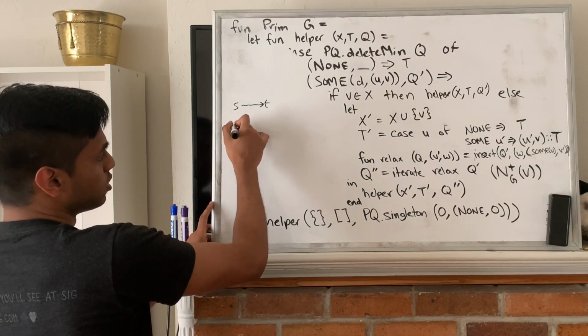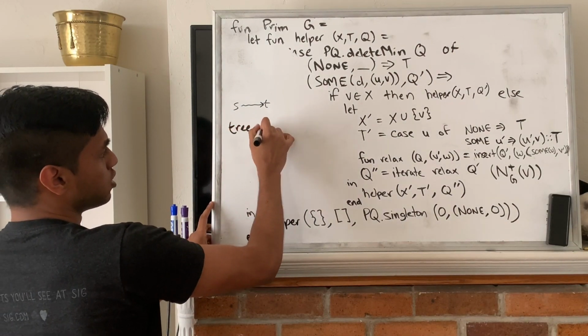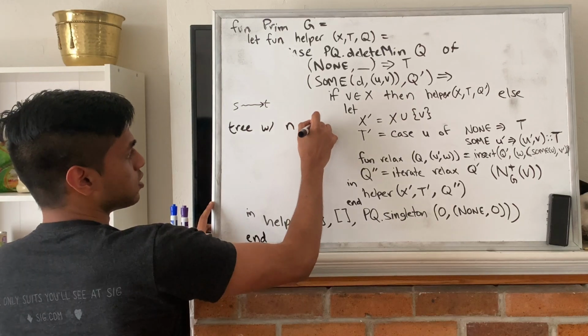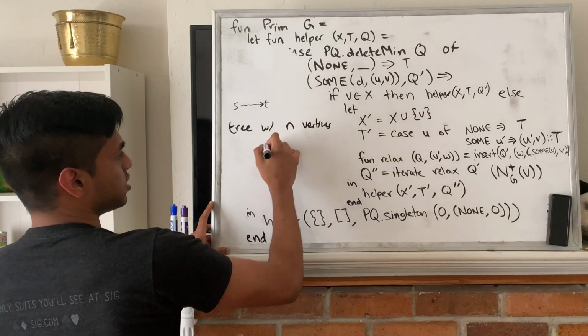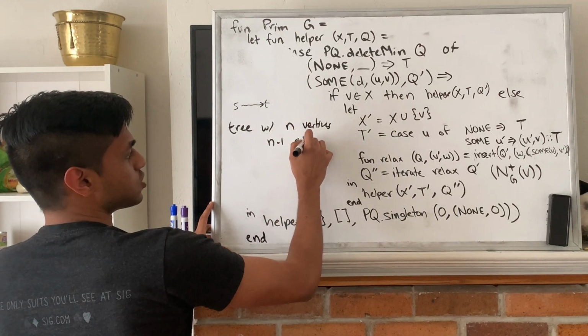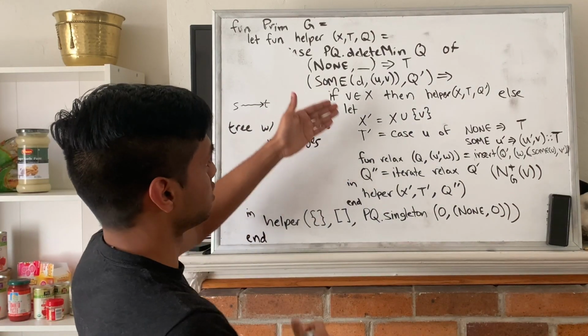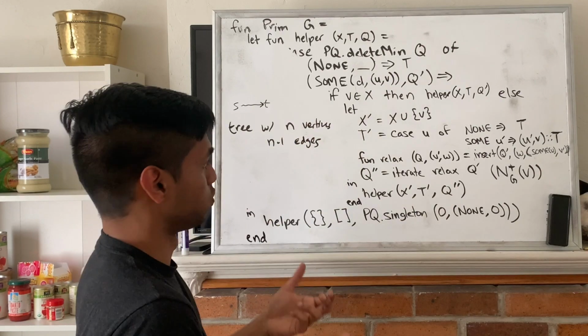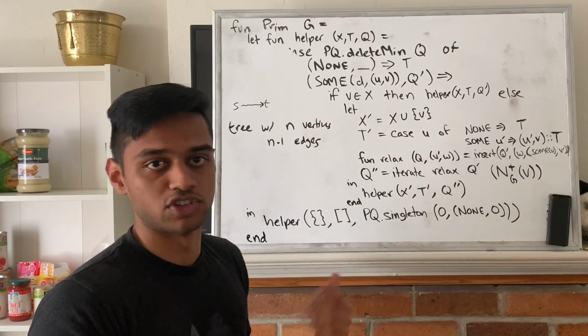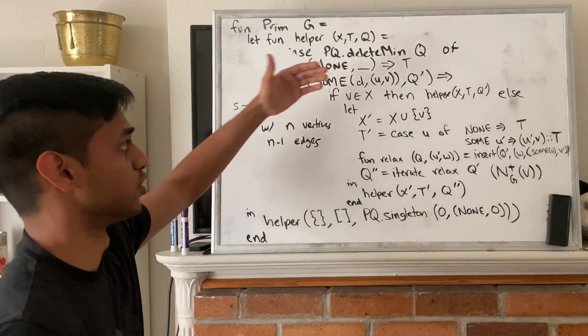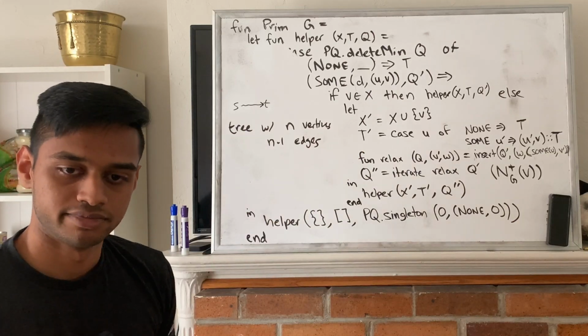So we know that if we have a tree with n vertices, it must contain exactly n minus 1 edges. So we can have an early stopping criteria as just checking the size of this tree. If we have n minus 1 edges in this tree, we can just stop right away, and we don't need to continue further popping off the priority queue.